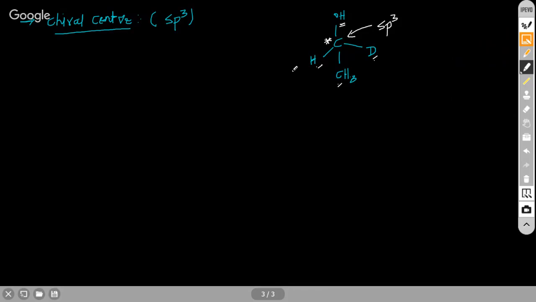Right? So any atom which is sp3 hybridized having four different atoms or groups attached to it is called chiral center or chiral atom. Write down this point. If carbon is that atom, then we call it chiral carbon.